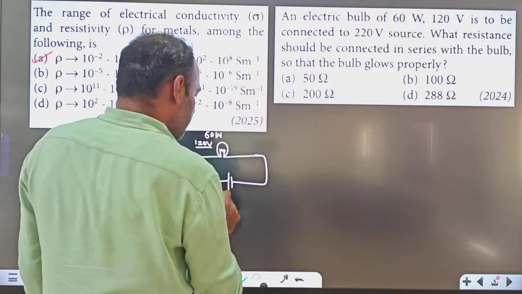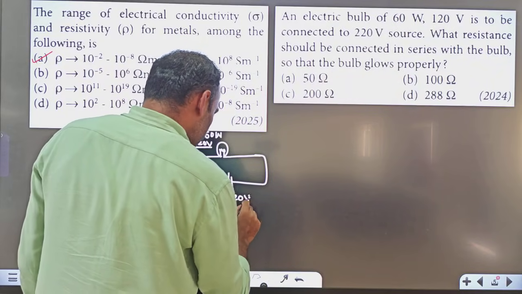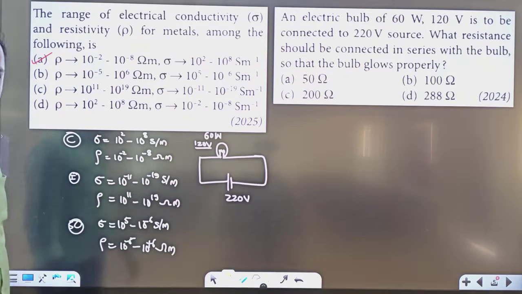So how much voltage are we supplying? We are supplying 220 volt to it, which is greater than the marked voltage of that bulb.